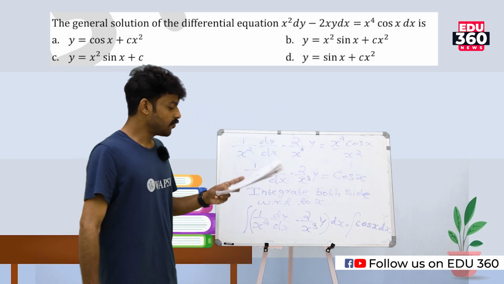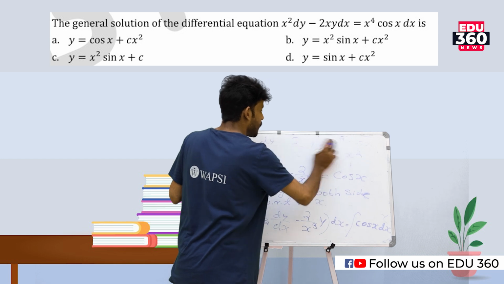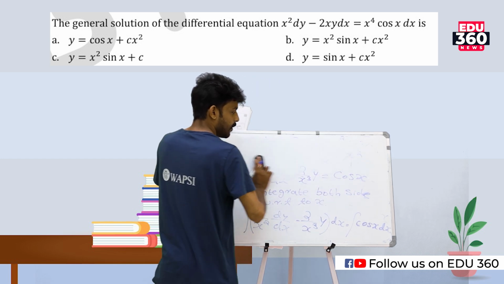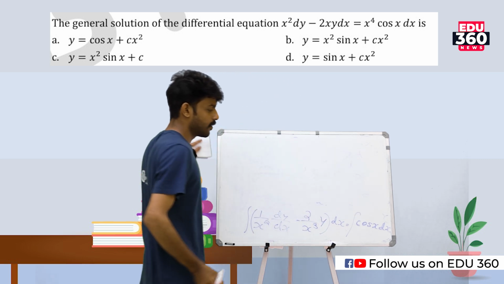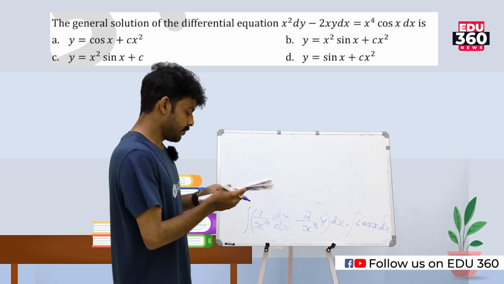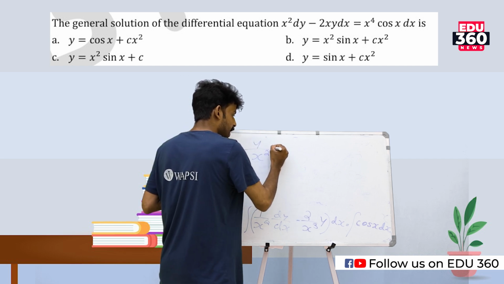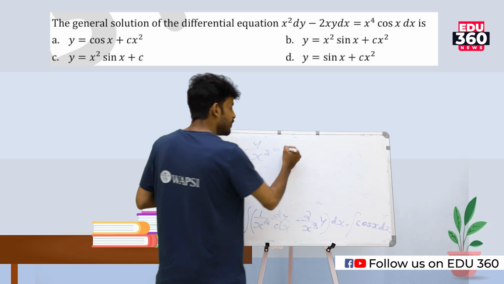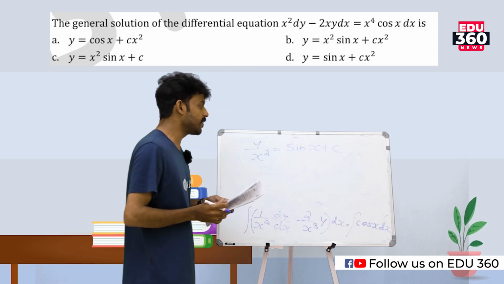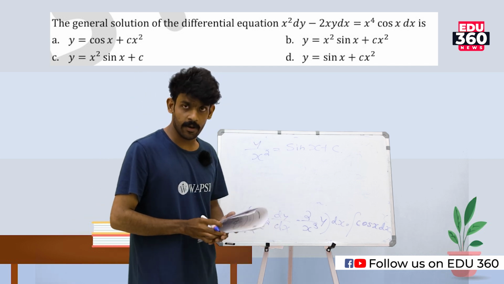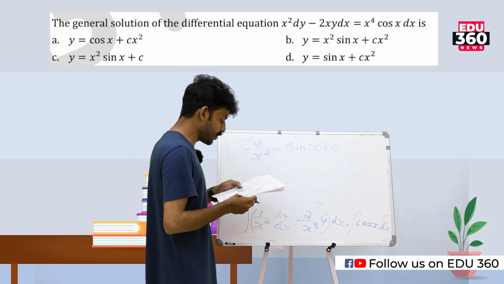So on the next step, after integrating, we will get the answer like y by x square is equal to sin x plus c.